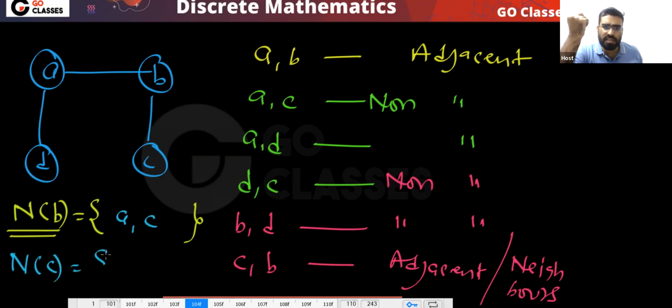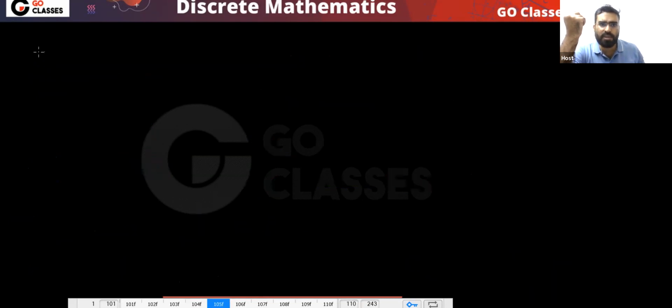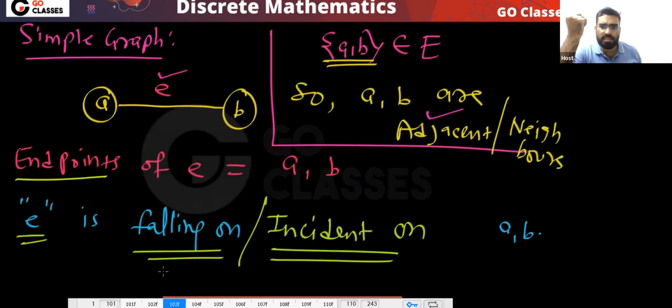Who are the neighbors of C? Only B is the neighbor of C. So this is called neighborhood. This is the idea of neighborhood.